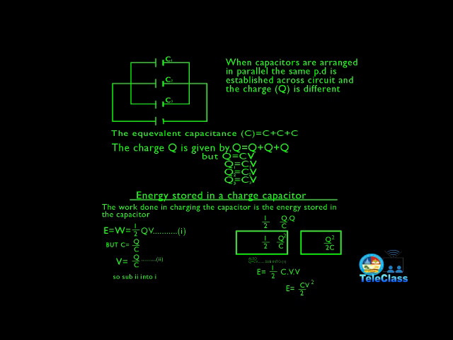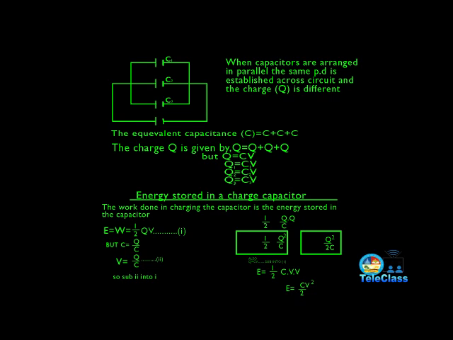So if C is equal to Q over V, and from that you make V subject of the formula, you have Q over C. Now, we take that as equation 2. If you put this formula, equation 2, into equation 1 of E equal to 1 over 2 QV, that equation becomes 1 over 2 Q squared over C, or Q squared all over 2C.